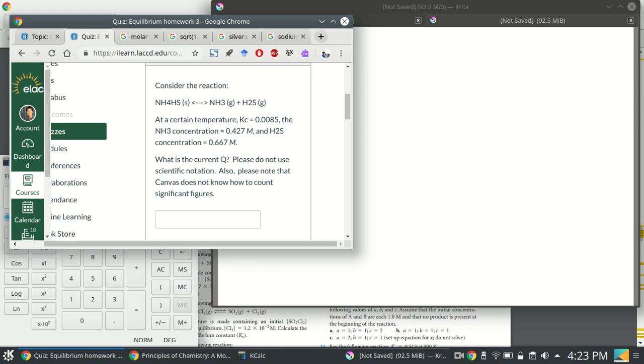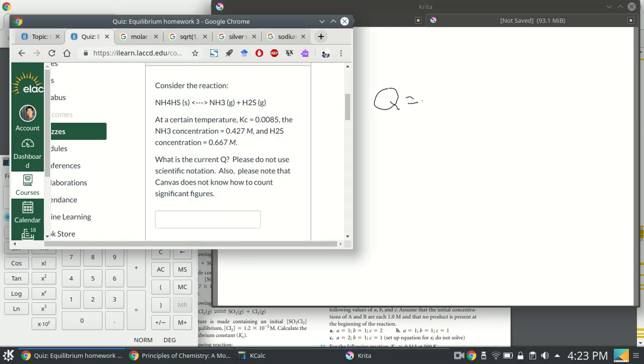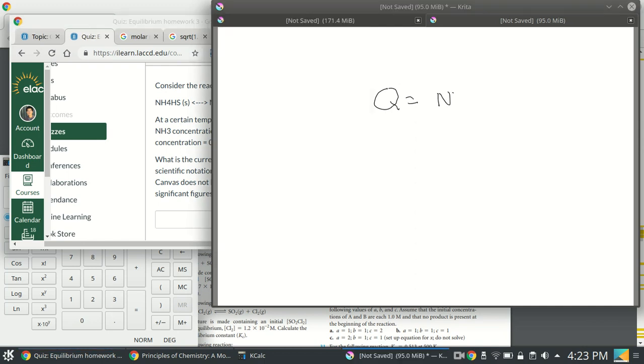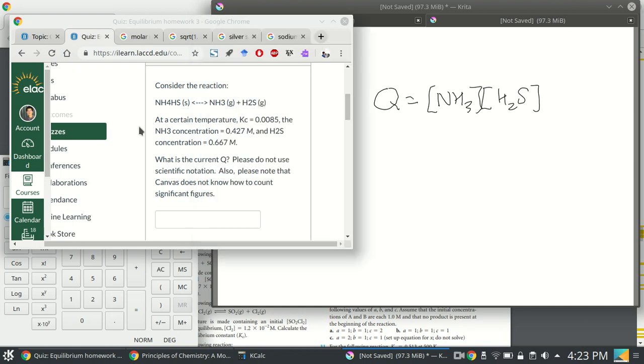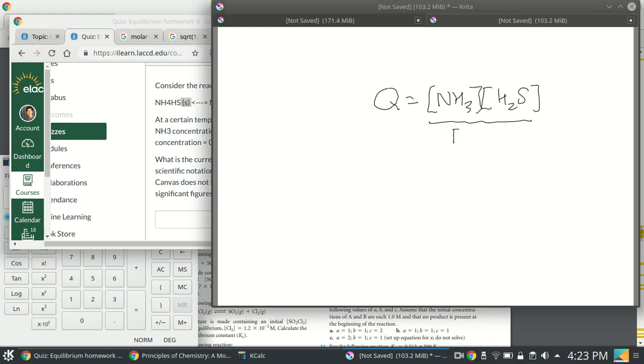All right, so let me write the expression for Q based on this equation. Q equals, let's see, the products, NH3 and H2S, divided by the reactants. Oh, look, the reactants are all solid. So that means I need to write them here, right? Wrong! I got you, didn't I? Hope you got an eraser.